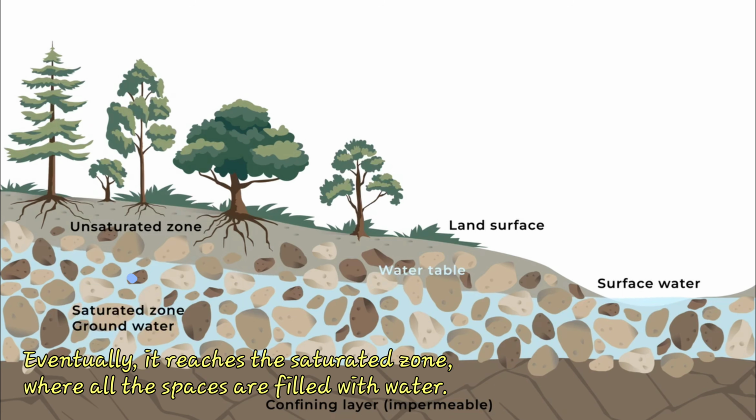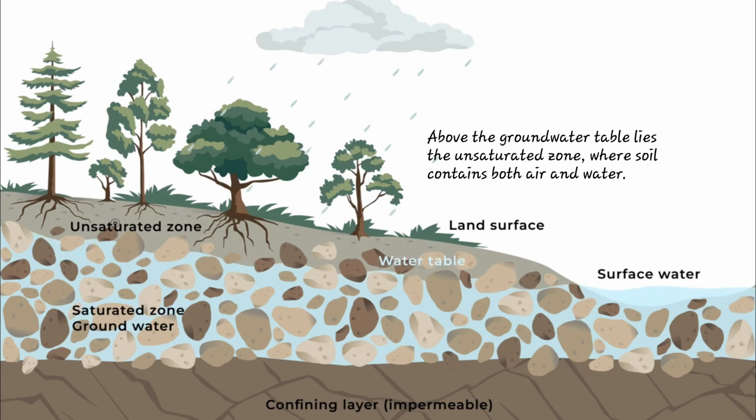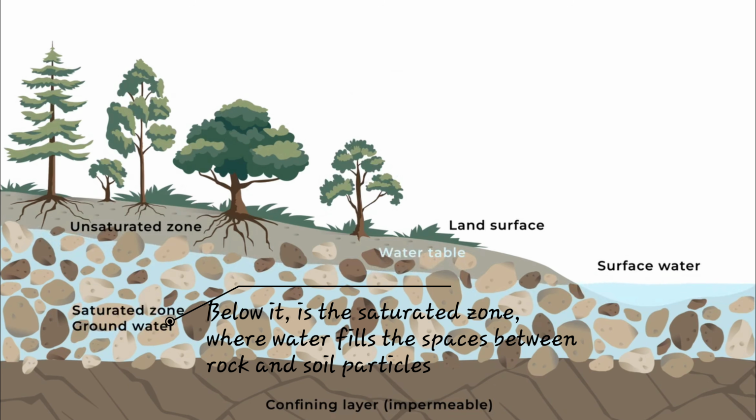Eventually, it reaches the saturated zone, where all the spaces are filled with water. The top of the zone is known as the groundwater table. Above the groundwater table lies the unsaturated zone, where soil contains both air and water. Below it is the saturated zone, where water fills the spaces between rock and soil particles.